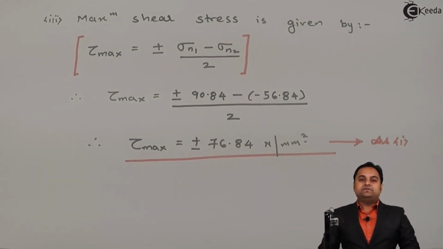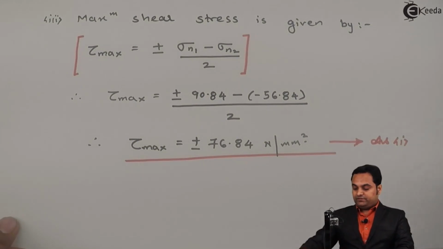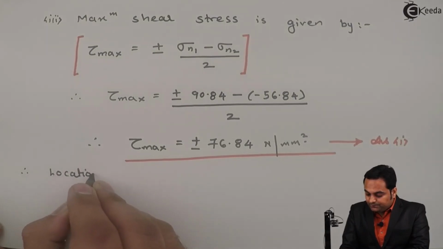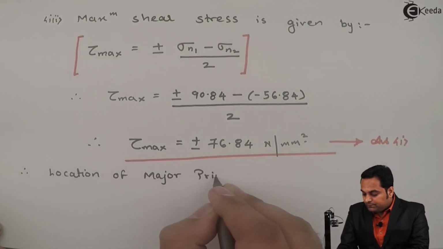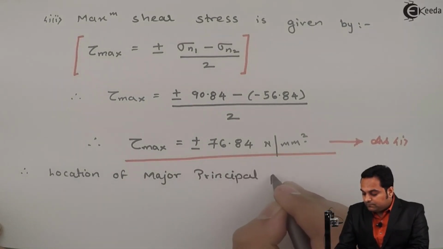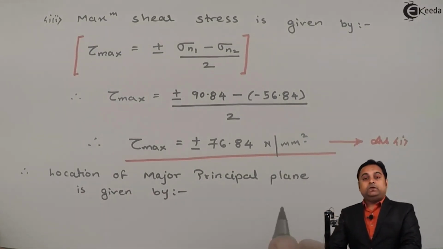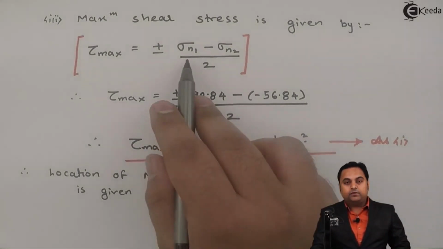Now, after getting the maximum shear stress, we need to know where it is located. And for that, we should know the location of principal planes, that is, the planes on which the major principal stress and minor principal stress are acting. So after this, I'll say that therefore, location of major principal plane is given by. Major principal plane is that plane which carries the major principal stress, which is sigma n1.